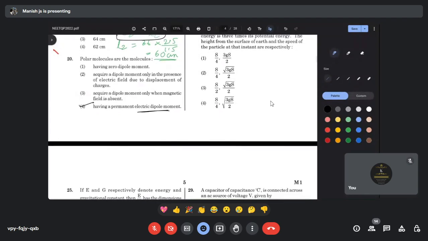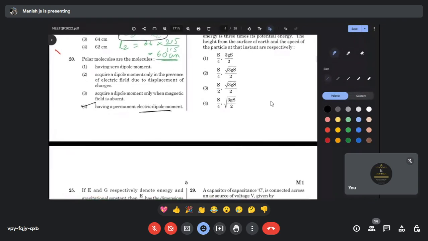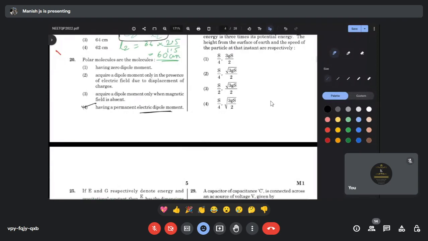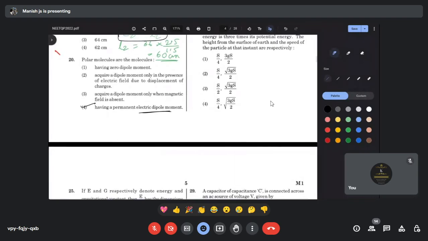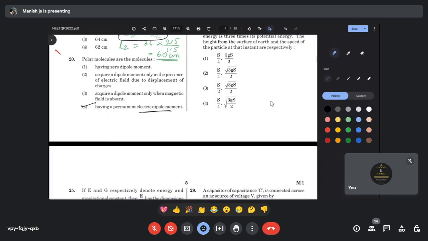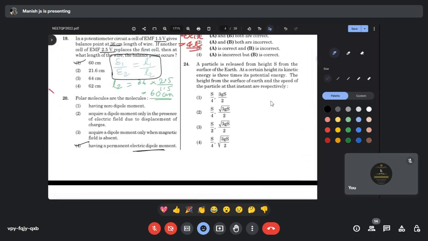So it has a dipole moment definitely. The first one says no dipole moment, zero dipole moment; that is wrong. Second one, acquired dipole moment only in presence of an electric field; not necessarily, so it's not true for this. Similarly, dipole moment only when the magnetic field is absent; no, that's also not true. So the most appropriate answer is the fourth answer.